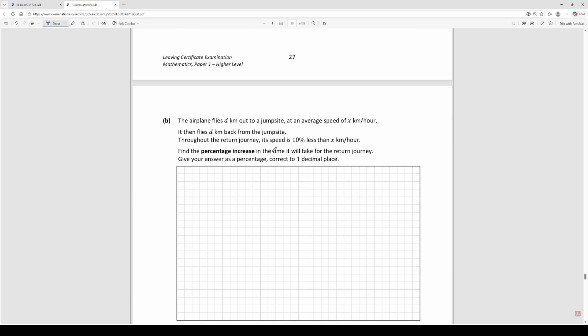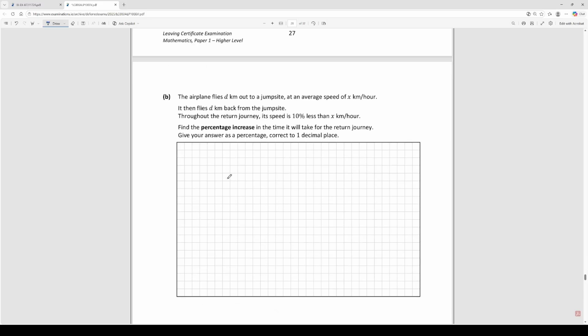The airplane flies d kilometers out to a jump site at an average speed of x kilometers an hour. Okay, it then flies d kilometers back from the jump site. Throughout the return journey, its speed is 10% less than x. Find the percentage increase in the time it will take for the return journey.